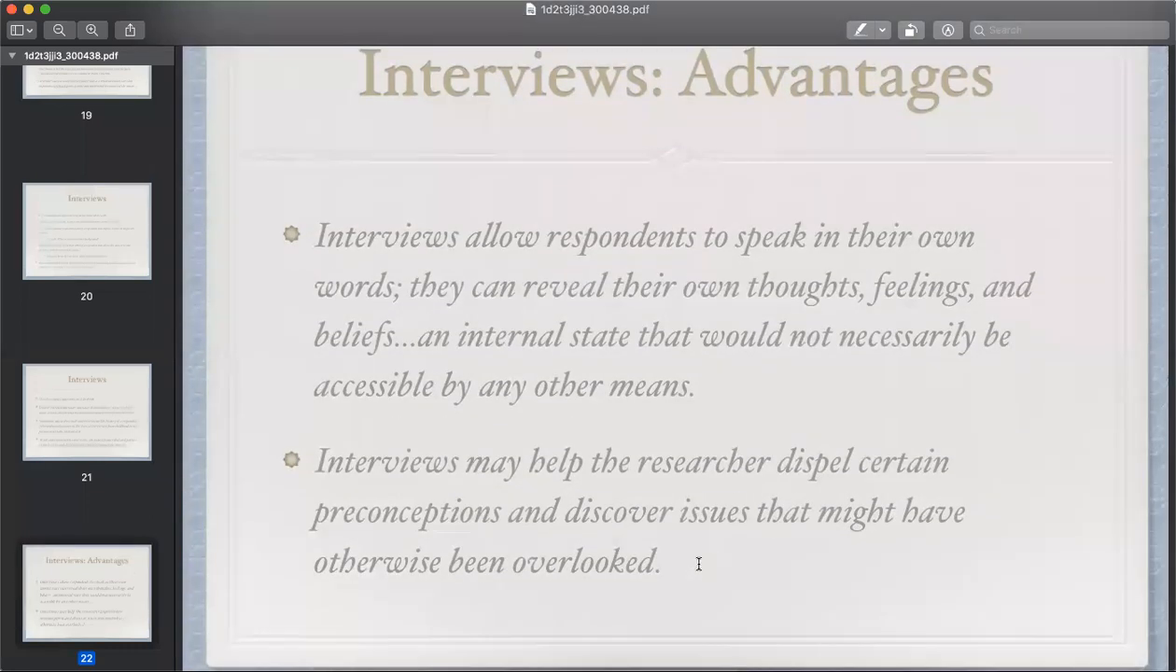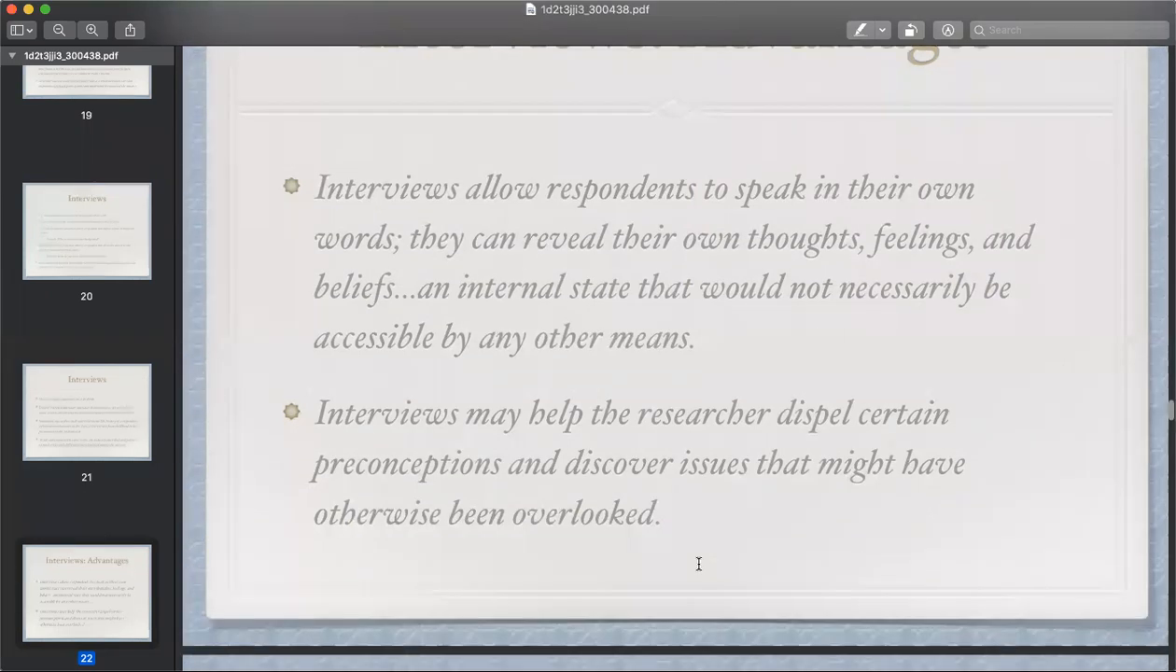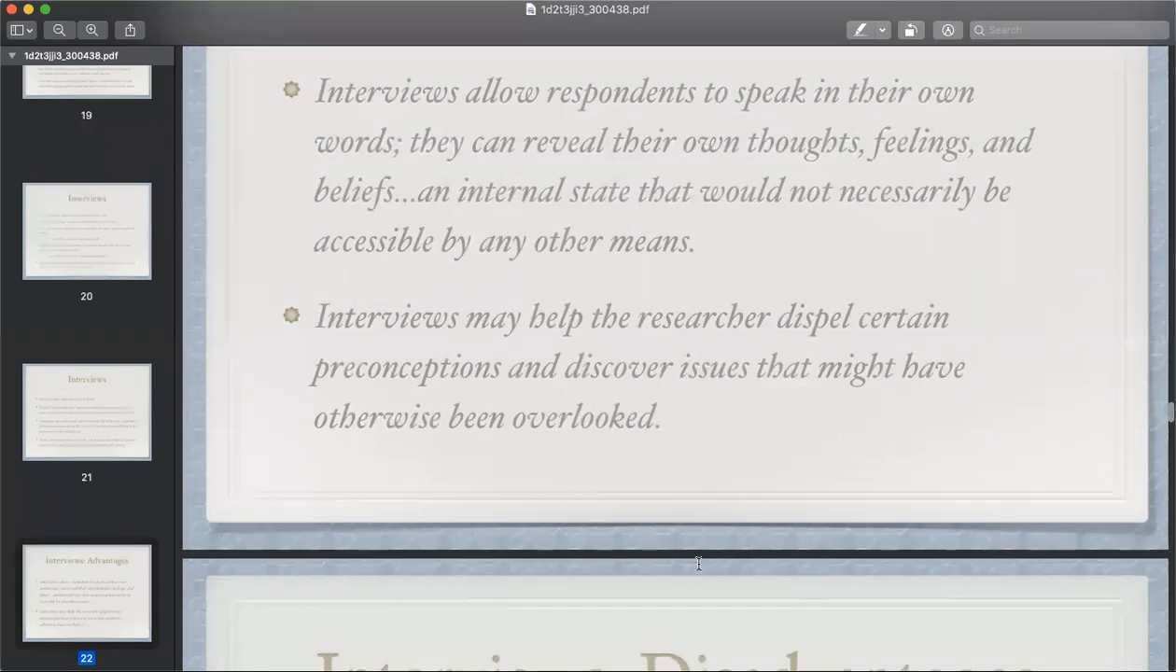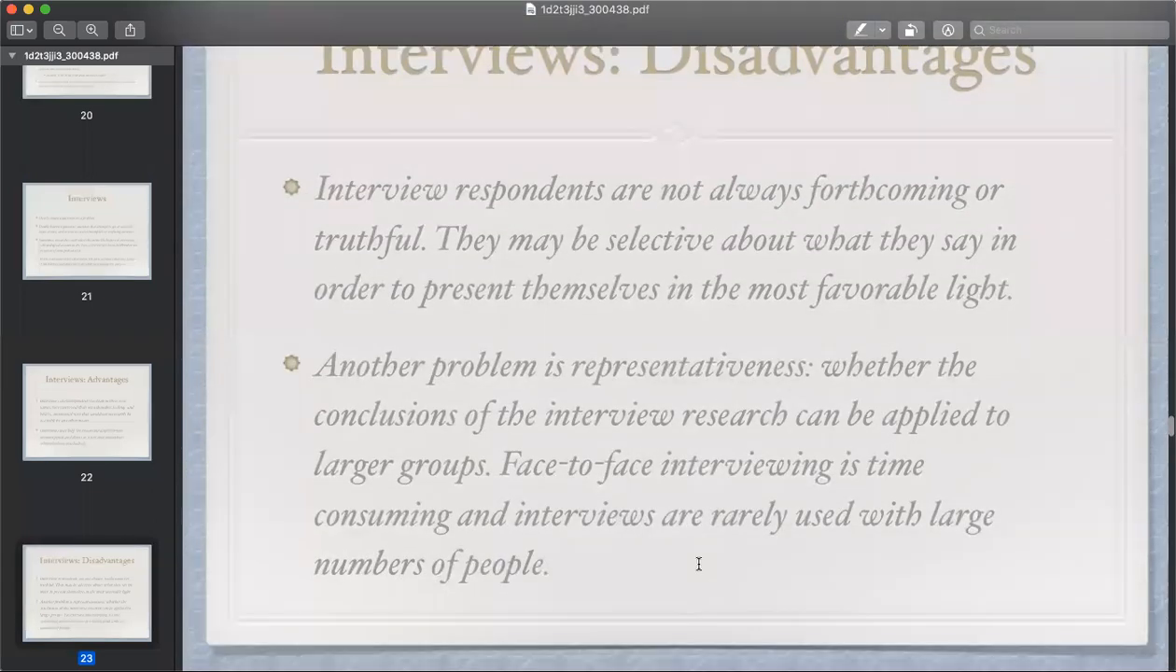Now, what are some of the advantages to interviews? Well, obviously, we allow the respondent to respond in their own words. They're able to provide us, hopefully, with a very revealing and complete account of their thoughts, of their feelings, of their beliefs. It allows us, once again, to address topics that may be overlooked in research. It allows us to dig deep, and hopefully our participants are willing to provide that information.